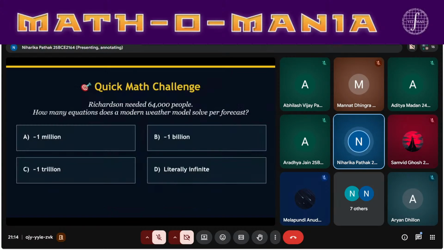So I would like to give a quick math challenge here. Richardson needed 64,000 people to solve that one day forecast, right? Do you know how many equations a modern weather model solves per forecast? Does anybody want to take a guess?